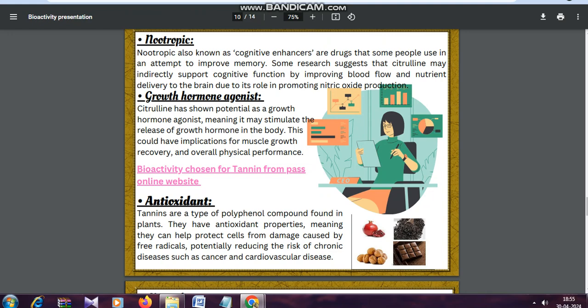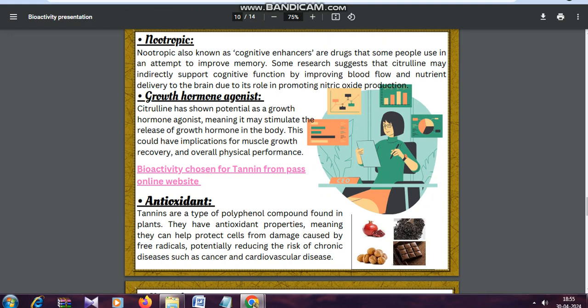Growth hormone agonist. Citrulline has shown potential as a growth hormone agonist, meaning it may stimulate the release of growth hormone in the body. This could have implications for muscle growth, recovery, and overall physical performance.